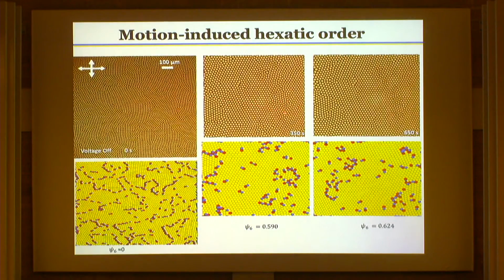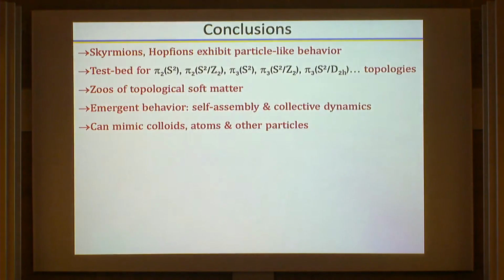However, when the motion is established, then we see that this hexatic order parameter becomes relatively large, and so we essentially have the orientational hexatic ordering induced by the collective motion of skyrmions in this case. Well, so this brings me to the conclusions.